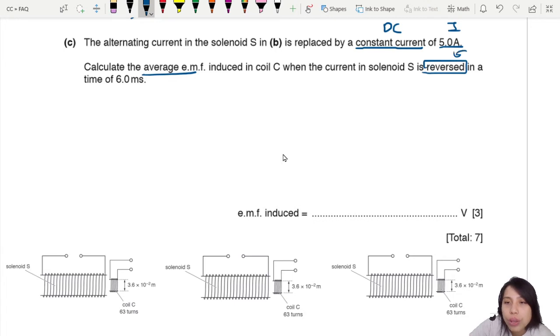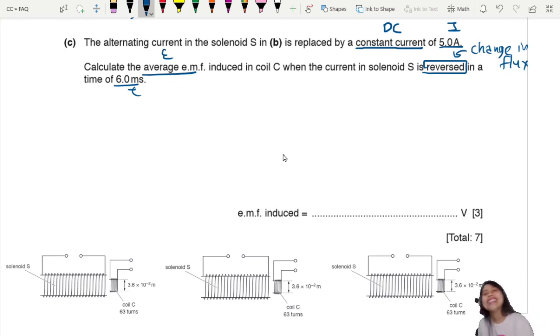So this is going to cause a change in flux. Although it's DC, yes, there will be a change in flux because you reverse over a certain time. So you want to find average EMF. Okay, so we start off with the equation first. What's Faraday's law? E equals to... There's a negative, but it doesn't really matter here. You just find the absolute value. So I'm going to ignore the negative. I'll put it here. There's a negative, yes. D phi dt.